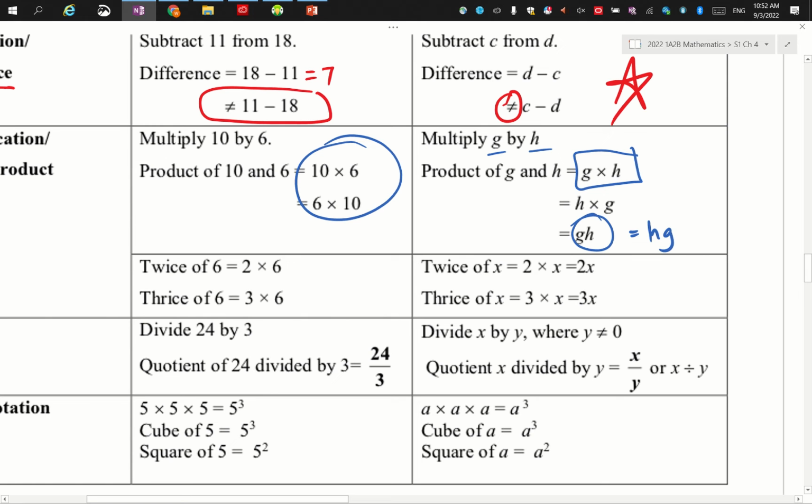Another way of saying it is, for example, twice of 6, we write 2 times 6. Thrice means 3 times 6. Similarly, twice of x refers to 2x. Very logical, very natural. Thrice of x, it is 3x.